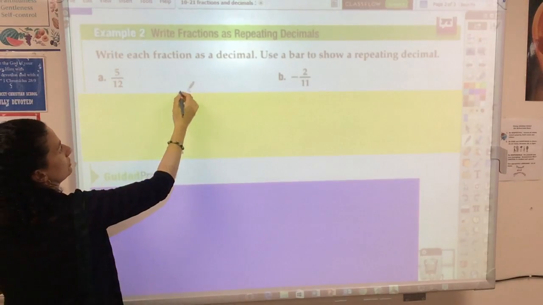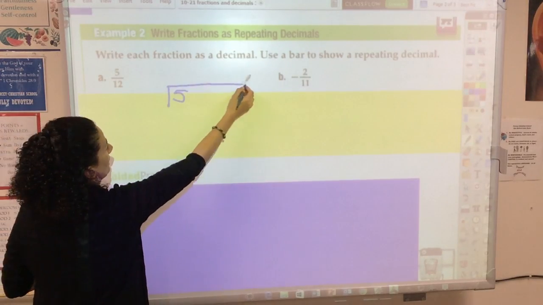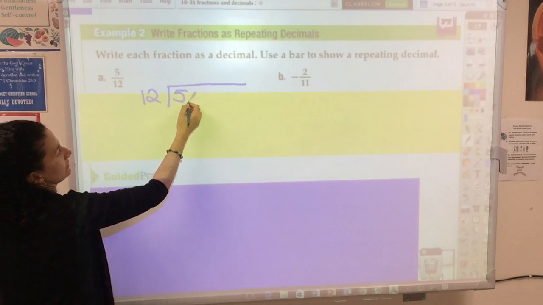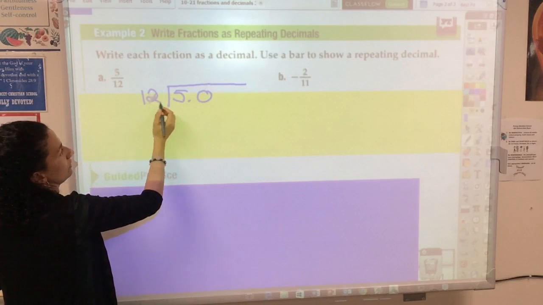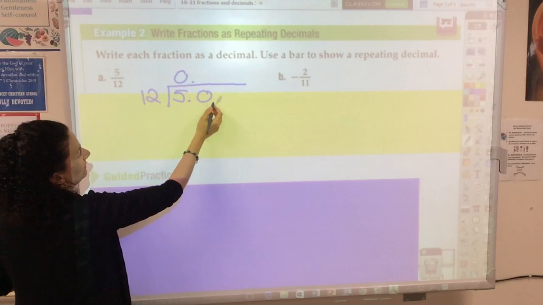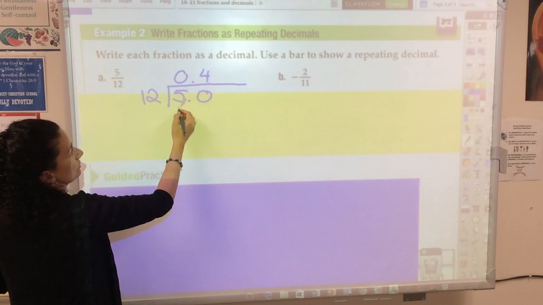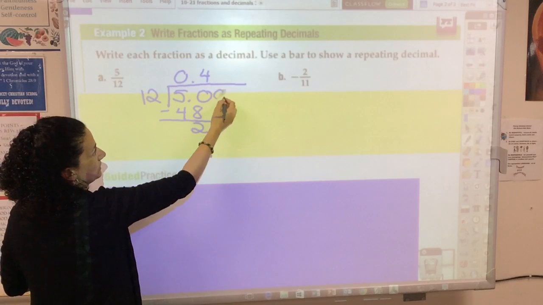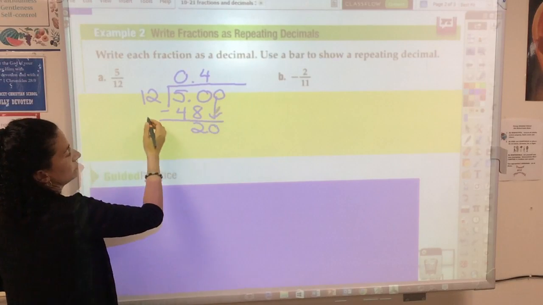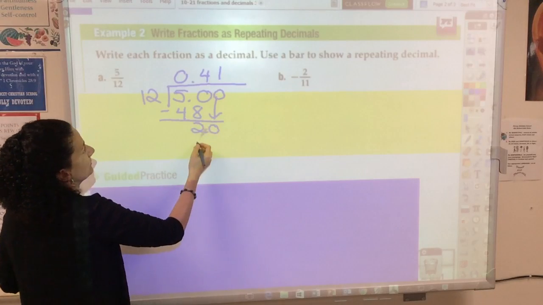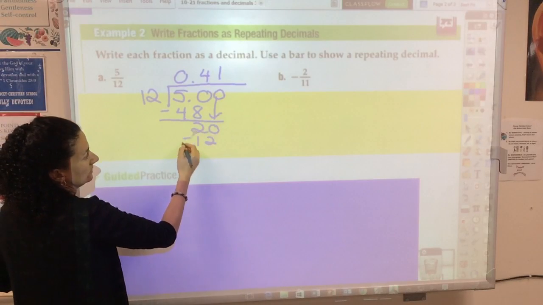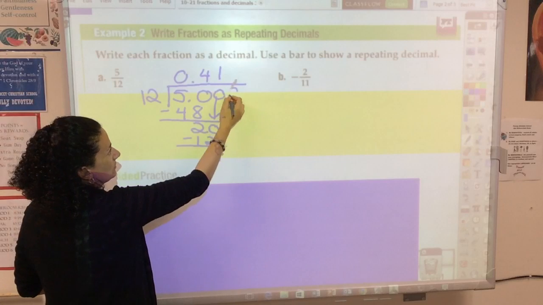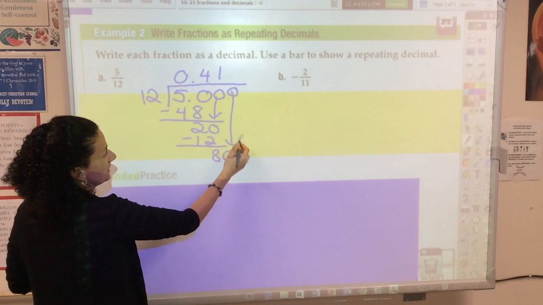5/12. So 5 divided by 12. Add my decimal and my 0. 12 doesn't go into 5. It goes into 50 4 times because 4 times 12 is 48. Remainder 2. Bring down a 0. 12 goes into 20 just 1 time. 1 times 12 is 12. Remainder 8. Bring down another 0.